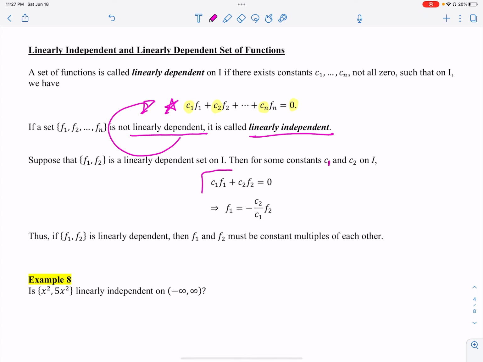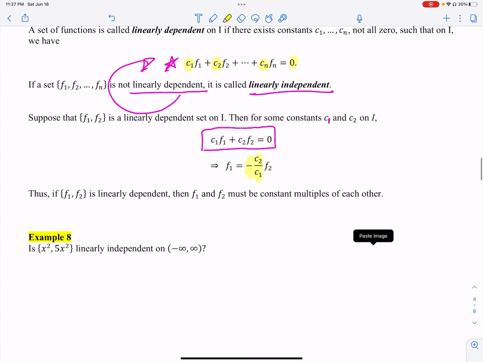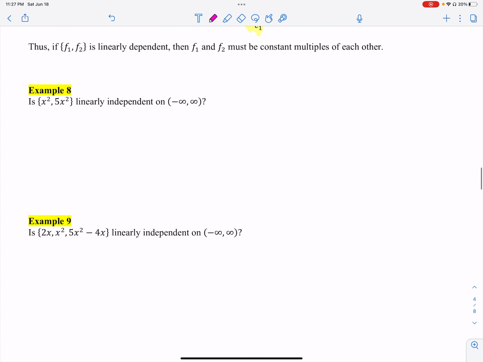If I can write this, then I can solve this equation for f1. And this is what I was saying to begin with, that linearly dependent means C2 divided by C1 is a constant. So if I can take one of my functions, f1 or f2, and multiply it by a constant and get the other one, then they are dependent on each other. Let's take an example to hopefully clear this up for you if you're not seeing it.